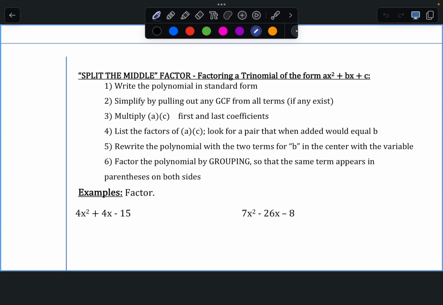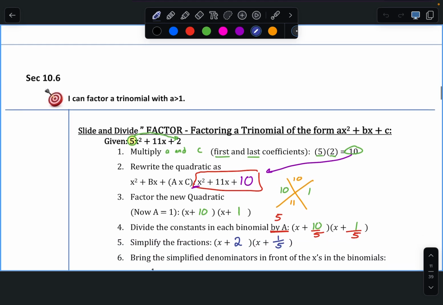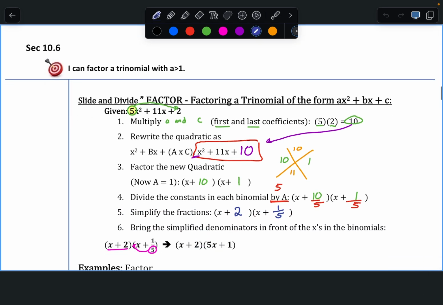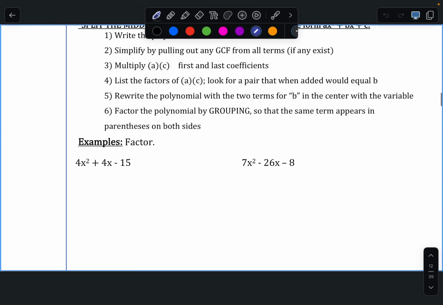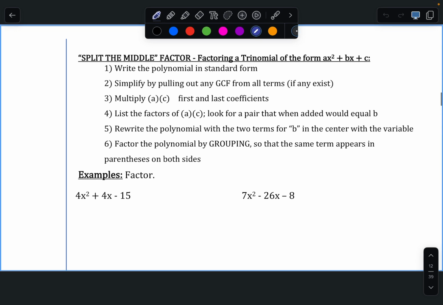All right, okay. So yesterday we spent some time together as a group talking about our method of slide and divide. Today we're going to talk about our split the middle method, which is very similar to factor by grouping. But again, similar to the box and the FOIL method, you guys have some options. So today we're going to teach another method, and you can decide, hey, do I like the slide and divide method that we covered yesterday, or do I like the split the middle method a little bit more? We're going to spend a little bit of time going through this here.